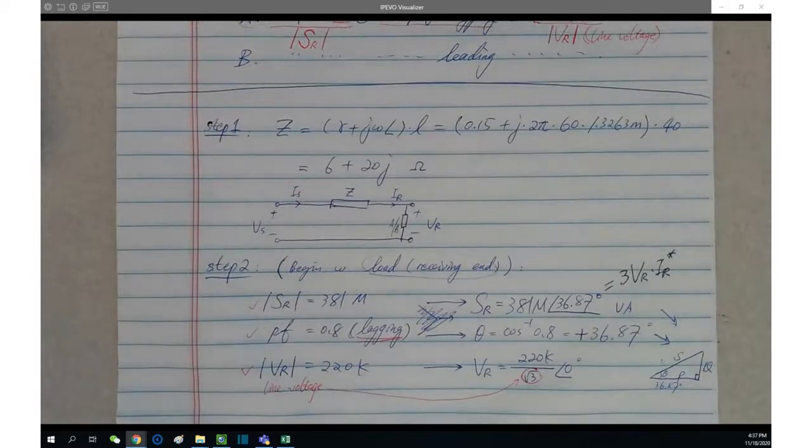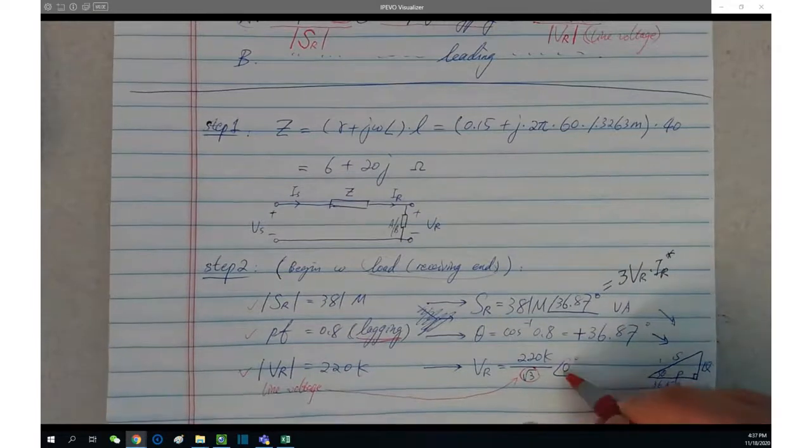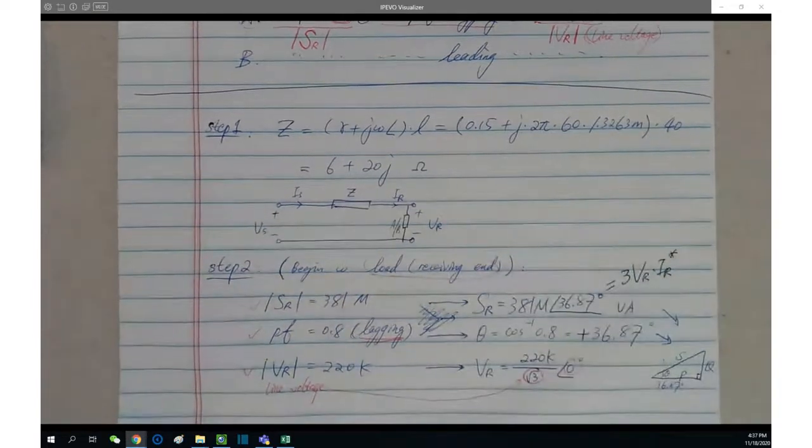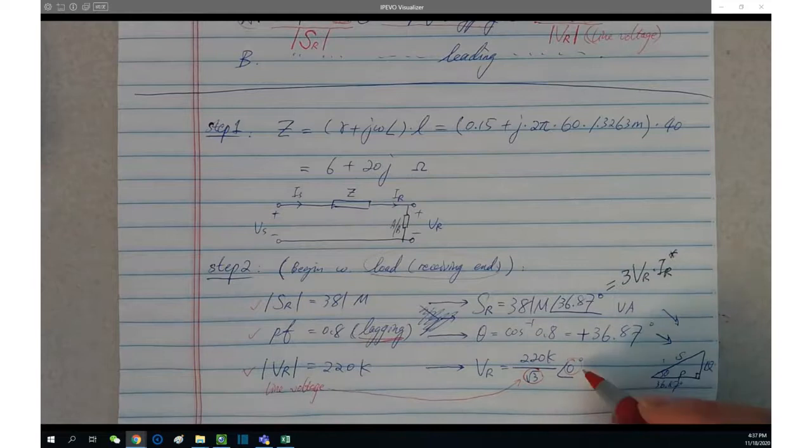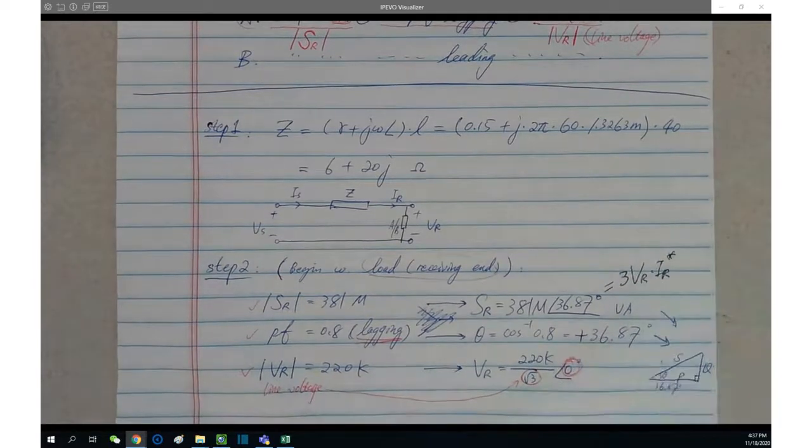And the second point about this VR is the phase angle here. We are setting the receiving end phase voltage as the reference, which means zero phase angle. No matter what, we only know the magnitude, so we give the phase voltage 0 degrees.